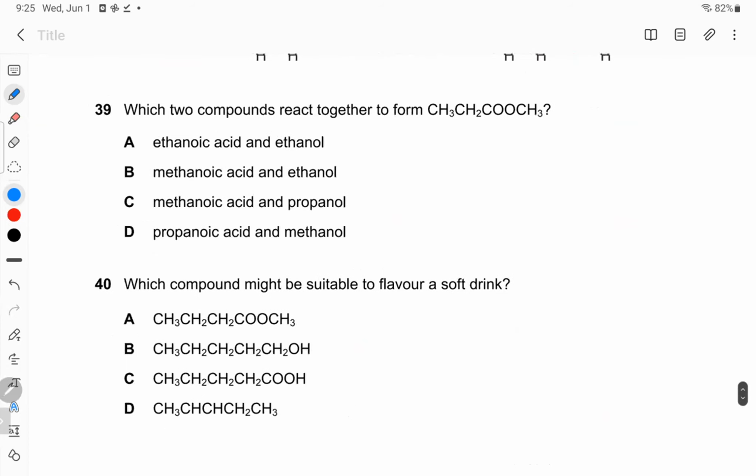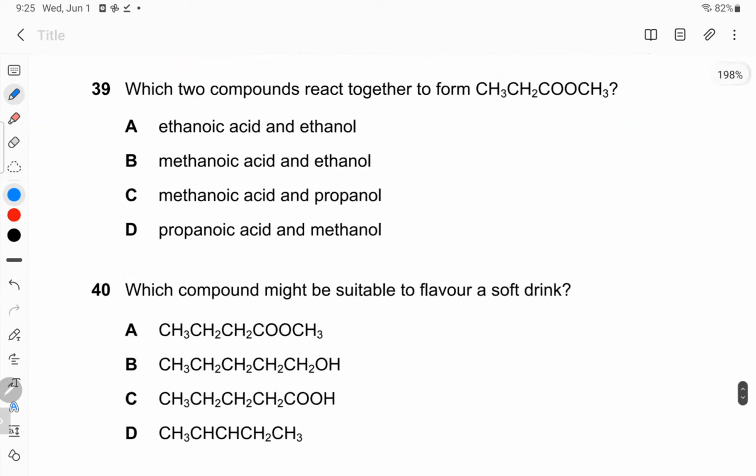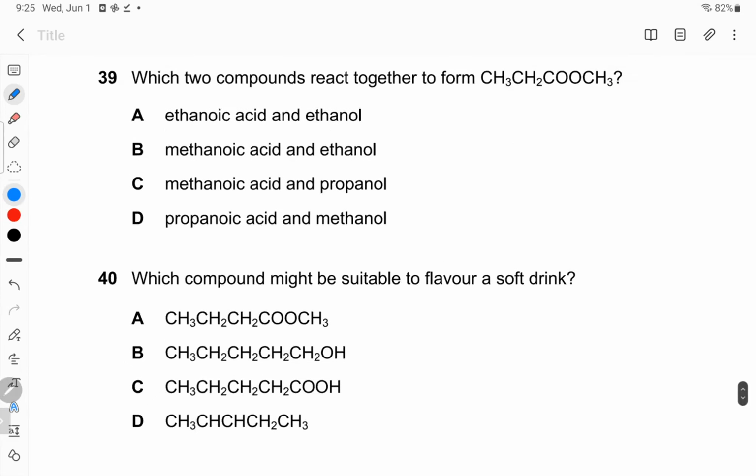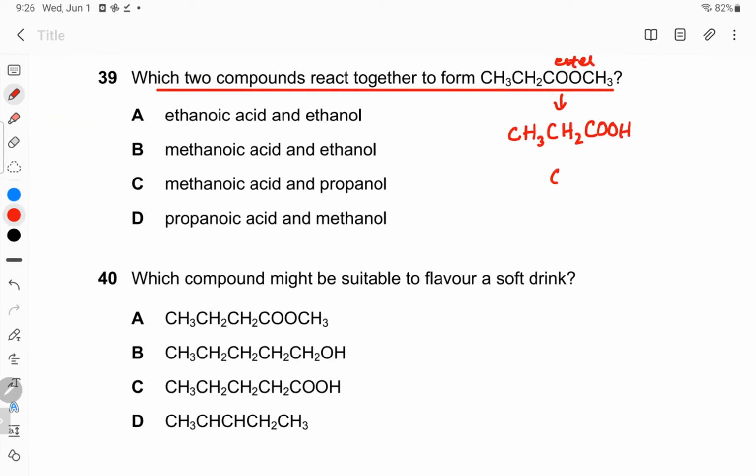Question number 39. Which two compounds react together to form this? So if we look over here, and if I split it into two, I will get one compound CH3CH2, because it's an ester. So it is obviously made from a carboxylic acid, COOH, and then we are left with CH3OH. So no, A is wrong. See, because it's a propanoic acid, right? And a methanol. So D is the correct answer. B and C also go wrong.